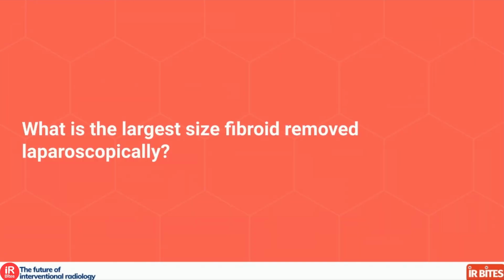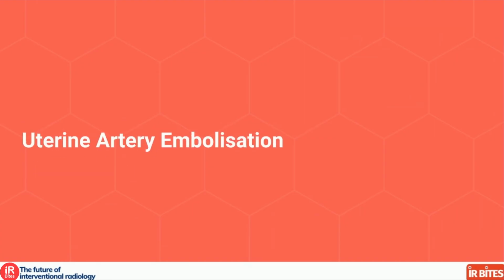What is the largest size fibroid that's been removed laparoscopically? It's actually 21 centimeters, and it weighed 3 kilograms. So that must have been a very difficult operation, and it would not have been fun to assist that one for sure. Normally they wouldn't attempt it if it's 21 centimeters, but yeah, just a bit of trivia there on myomectomy. Cool. So we'll then move on to embolisation, which is the main interventional treatment for fibroids.